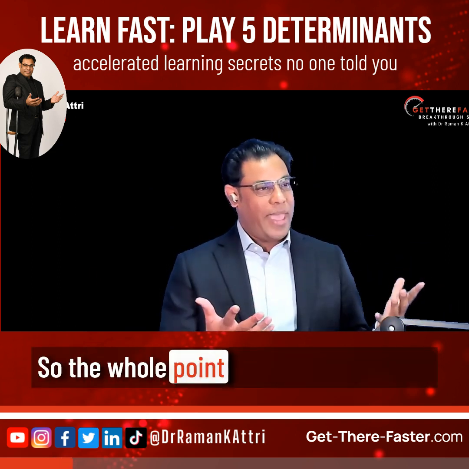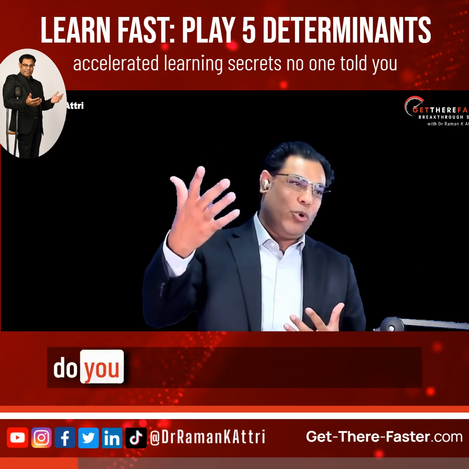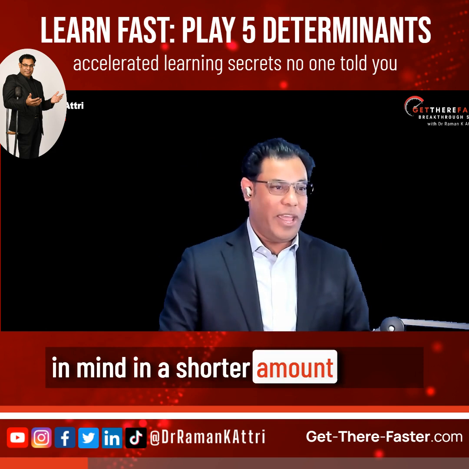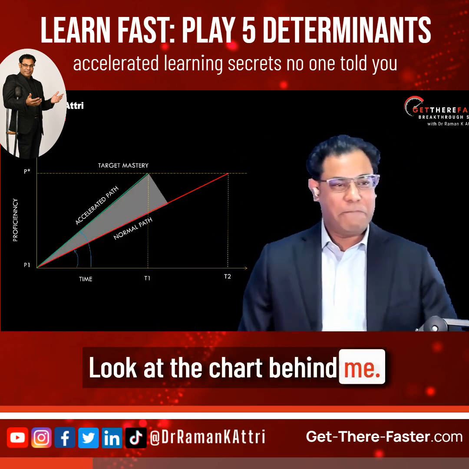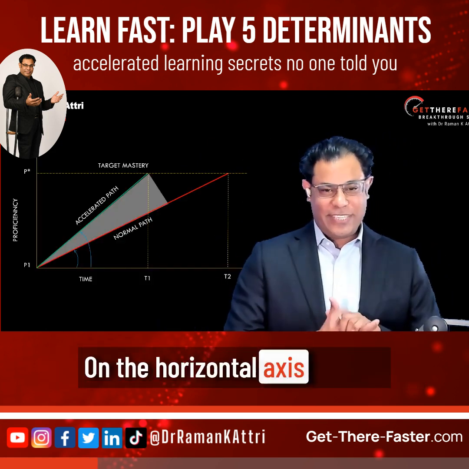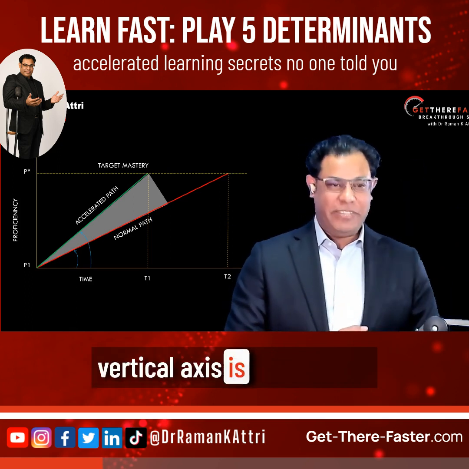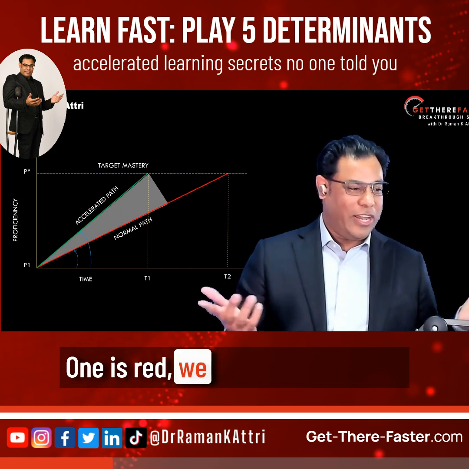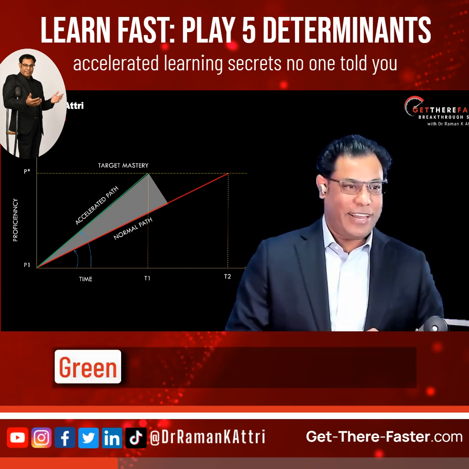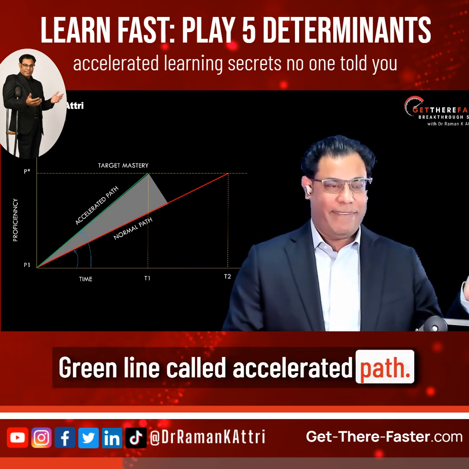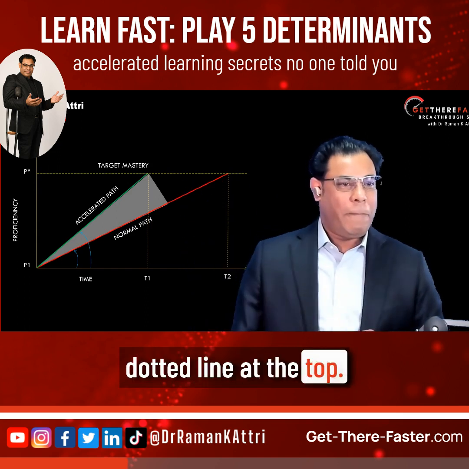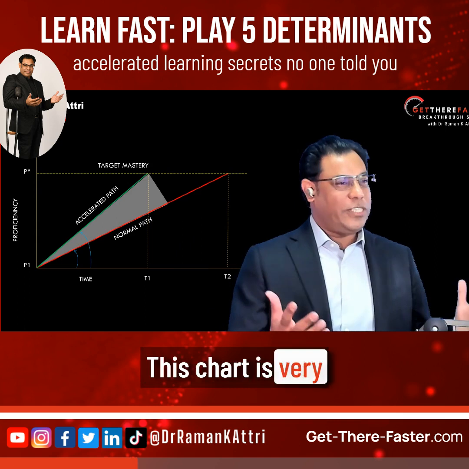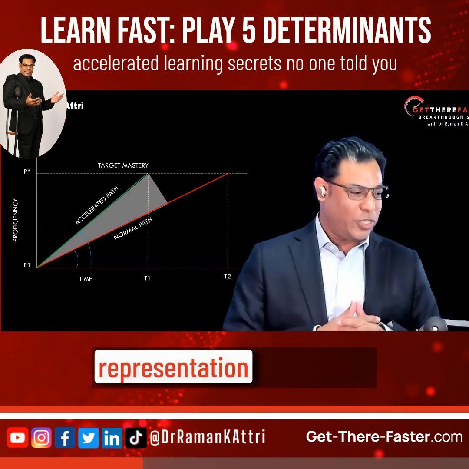So the core point of mastery is, how do you go to a point which you have in mind in a shorter amount of time? Look at the chart behind me. On the horizontal axis is time. Vertical axis is proficiency. You also see two lines. One is red. We call it normal path. Green line, it's called accelerated path. Then you got a dotted line on the path. We call it target mastery. This chart is a very simplistic mathematical representation of mastery.